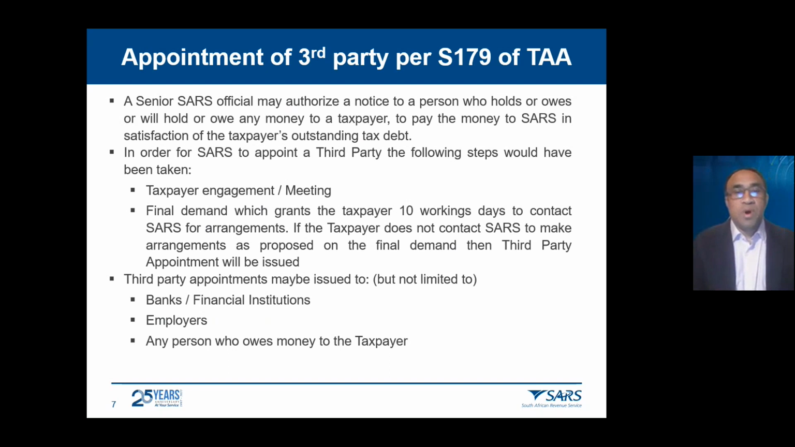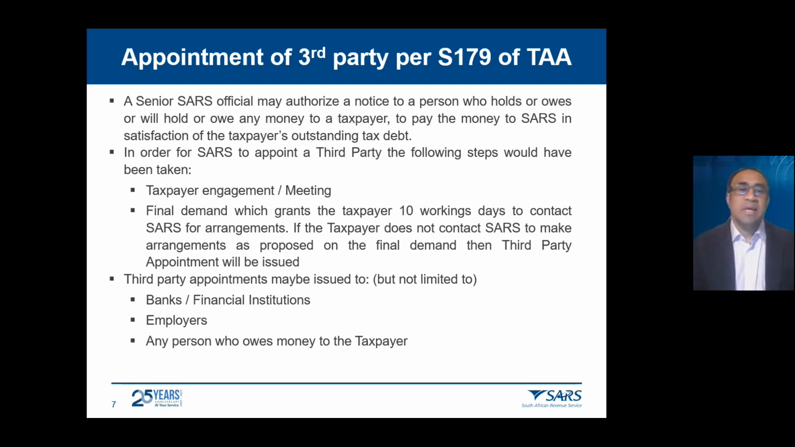The appointment of third parties is another option, and that could be done in terms of Section 179 of the Tax Administration Act. Section 179 basically says that a senior SARS official may authorize a person who holds or owes any money to a taxpayer to pay that money over to SARS in satisfaction of the taxpayer's outstanding tax debt. So if somebody owes you money, we could say, instead of paying you, pay us, as in SARS.